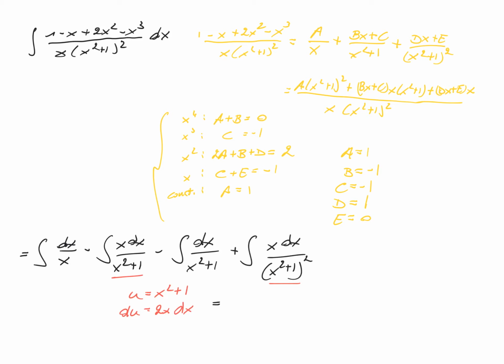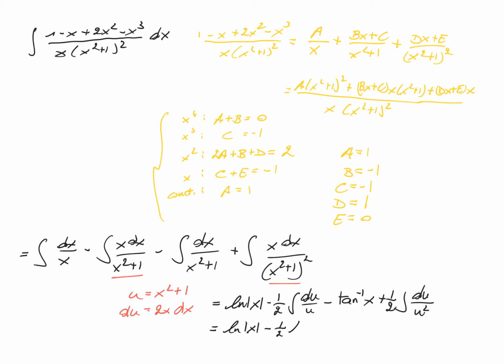We then obtain that this is equal to ln x, minus 1/2 times the integral of du over u, minus the inverse tangent of x, plus 1/2 times the integral of du over u squared. We then calculate the integrals and we make a substitution back. So in the end we get ln of x minus 1/2 times ln of (x squared plus 1) minus tan to the power minus 1 of x, minus 1/2 times (x squared plus 1) to the power minus 1, plus a constant.